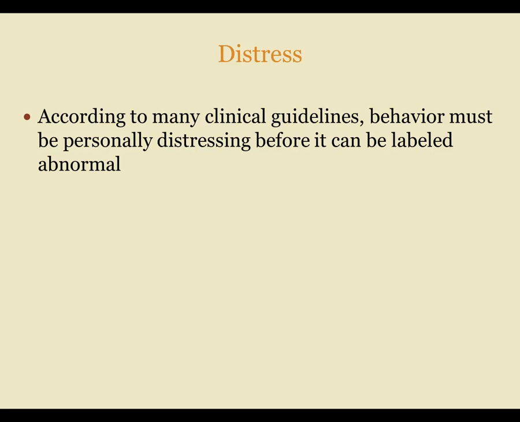Now, distress. Distress is our third D. Now, these Ds, as I've been talking about, these are sort of the criterion or the expectations or the way in which we quantify or qualify mental health or mental disease and disorder. So our first one was deviance. Our second one is distress. According to many clinical guidelines, behavior must be personally distressing before it can be labeled abnormal. And by personally distressing, we mean that we have to see some level of emotional or psychological stress from that behavior or those thought processes.